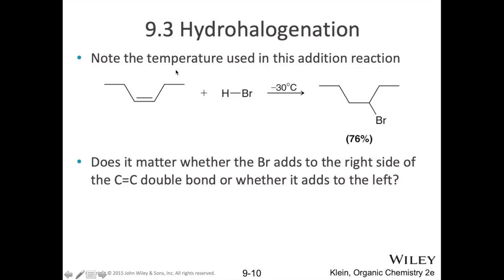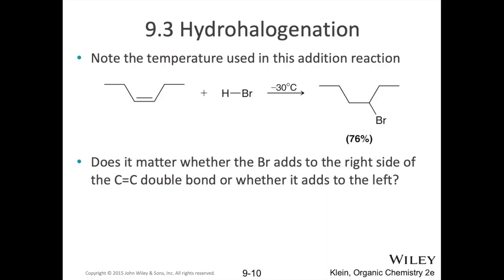Okay, so here, for example, we have an addition reaction between this alkene and hydrogen bromide, and we can see that in doing so, this reaction runs best at negative 30 degrees Celsius. Okay, we get a relatively decent yield of product at that low temperature.